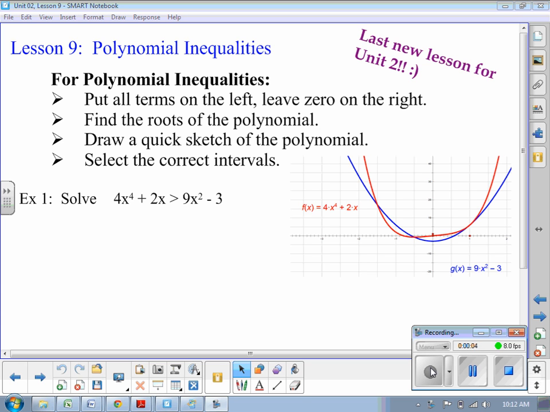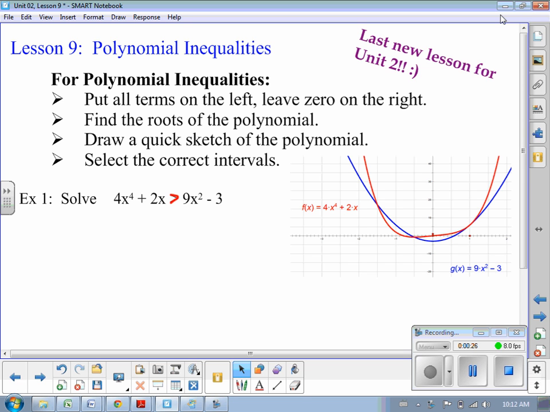Welcome to our video explanation for Lesson 9, which is polynomial inequalities. And the first thing we have to remember is what it means when we have an inequality. It is similar to the last lesson we did, except that now we're dealing with a situation where we have a less than, greater than, less than or equal to, or greater than or equal to sign.